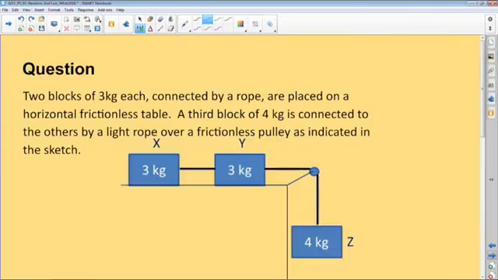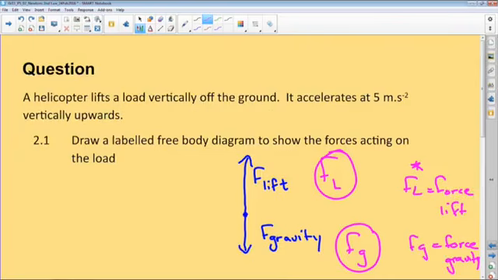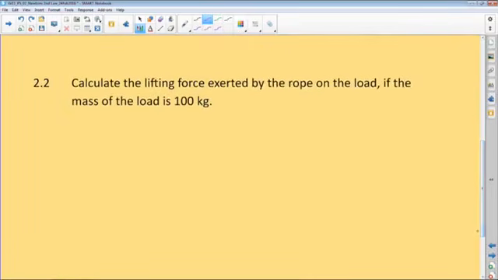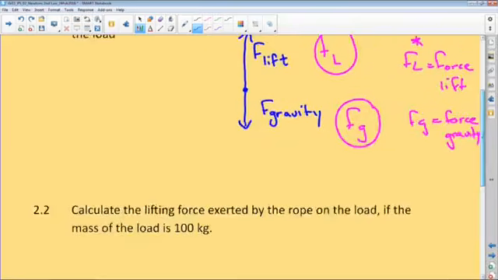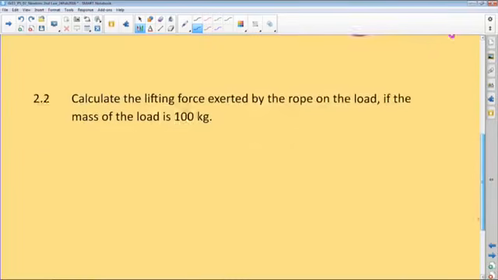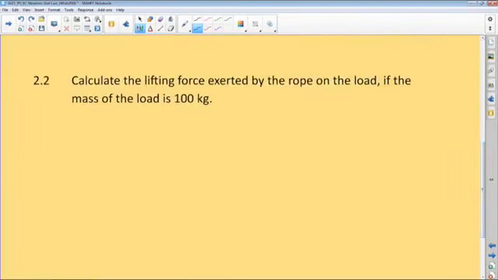Let's go on to the next part. Sorry, I'm getting ahead of myself here. I'm getting too excited. I want to show you that next one. Next part, here we go. Calculate the lifting force exerted by the rope on the load if the mass of the load is 100 kilograms. Now, one piece of information we need to bring down is that it accelerates at 5 meters per second per second.